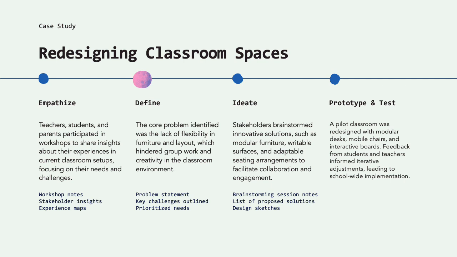In the prototype and test stage, a pilot classroom was redesigned with modular desks, mobile chairs, and interactive boards. Feedback from students and teachers informed iterative adjustments leading to school-wide implementation. And just like this, through the process of design thinking, we redesigned classroom spaces. This is just one such example where an education design thinking process has made things easier and we've come up with solutions that keep all stakeholders happy.